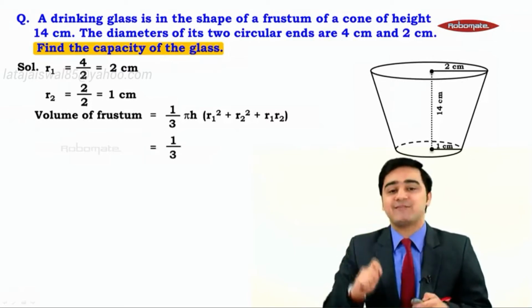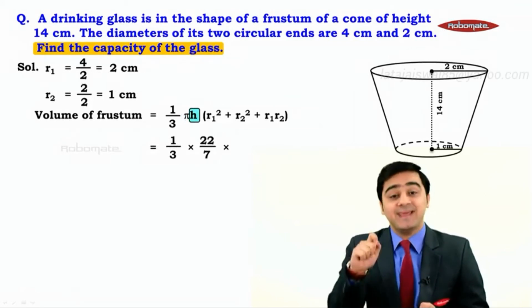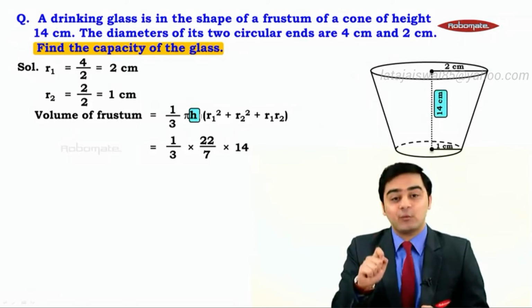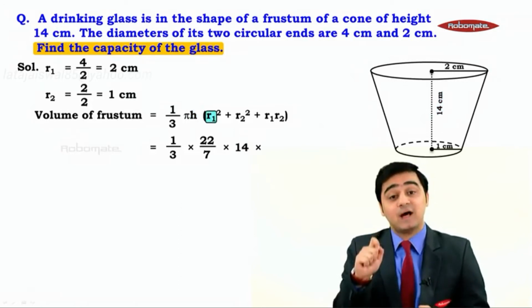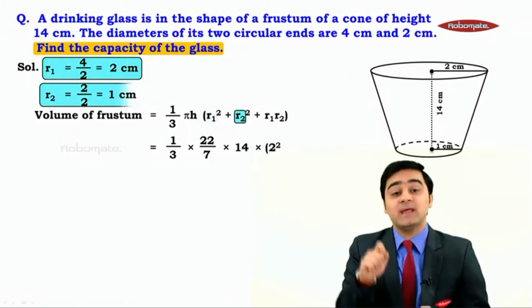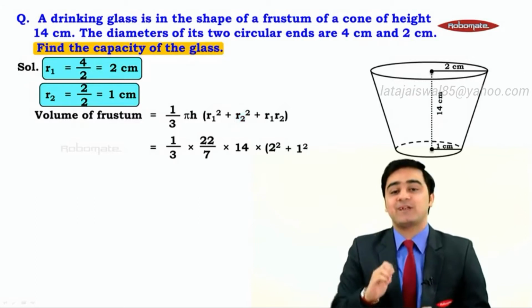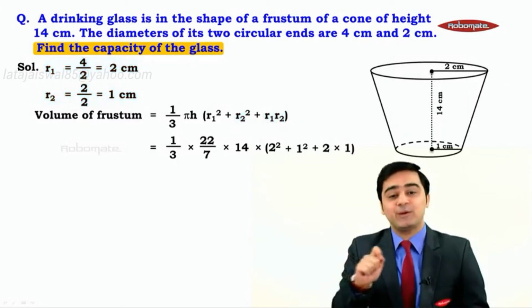In place of 1 by 3, we'll write 1 by 3. Pi we know is 22 upon 7. H, that is the height, is given as 14. Now radius R1 of the top circular face is 2. So we'll write 2 square. Radius R2, that is the bottom circular face, is 1. So we'll write 1 square. And again we'll write 2 into 1.